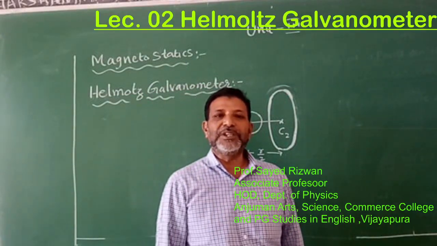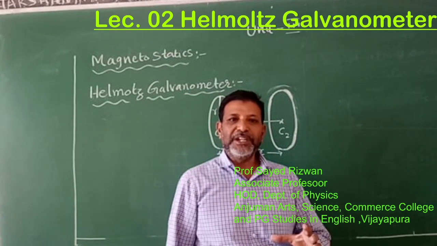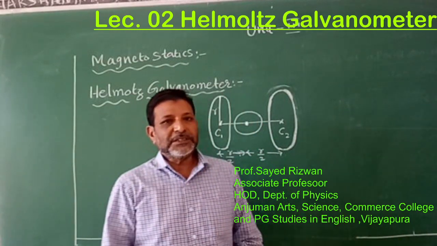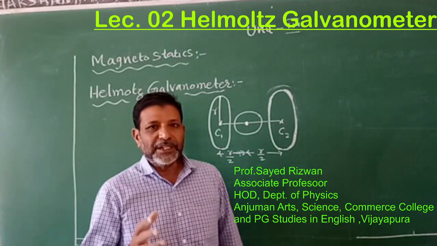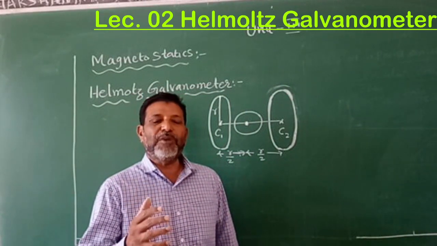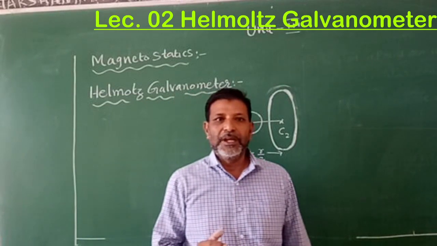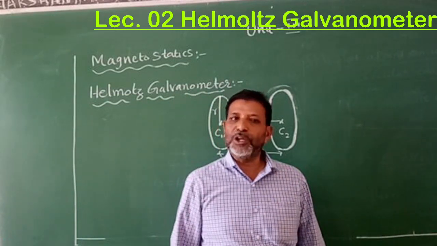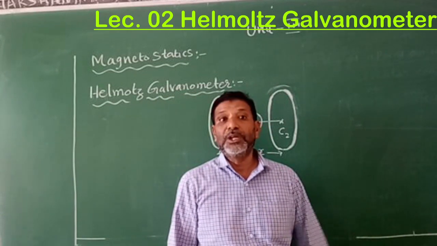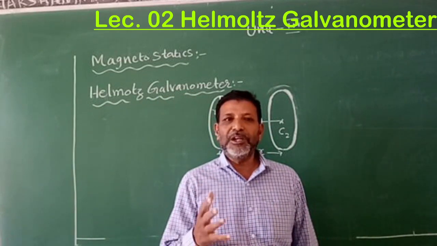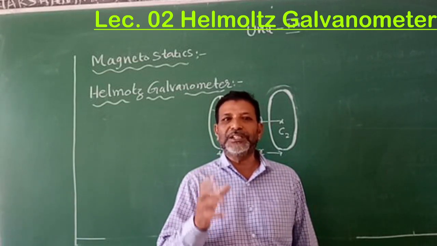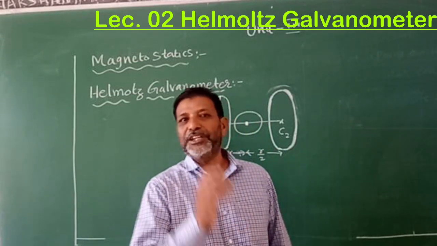Today we are going to discuss the Helmholtz galvanometer. This Helmholtz galvanometer is a modified form of the tangent galvanometer. What is the tangent galvanometer? We have already studied that in your lower classes. If I recall, the tangent galvanometer is an instrument which is used for the determination of the current in the circuit.